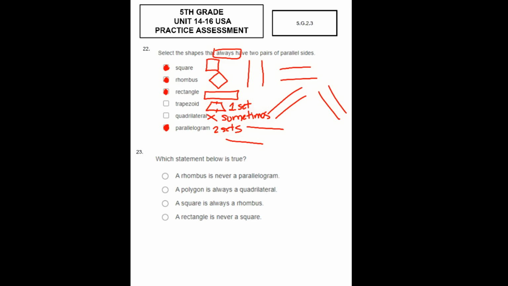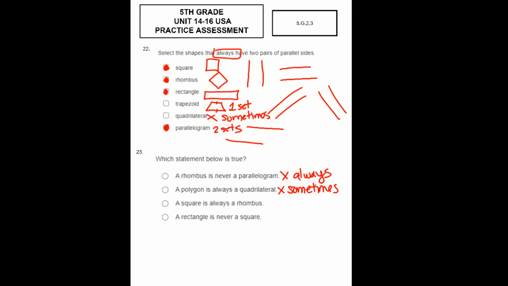Number 23. Which statement below is true? A rhombus is never a parallelogram. That's not true. A rhombus is always a parallelogram because it always has two sets of sides that are parallel. A polygon is always a quadrilateral. No, that's not true. What about triangles? So no. Sometimes it is a quadrilateral because we have all other types of polygons.